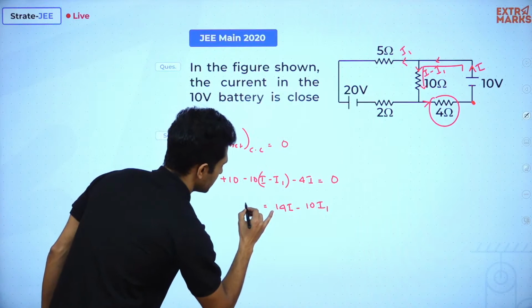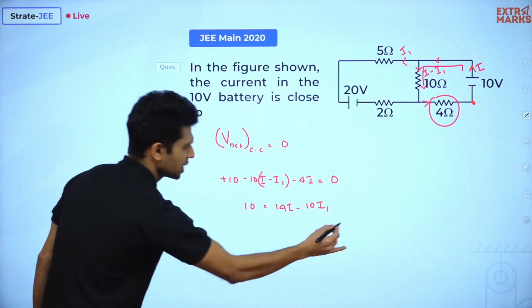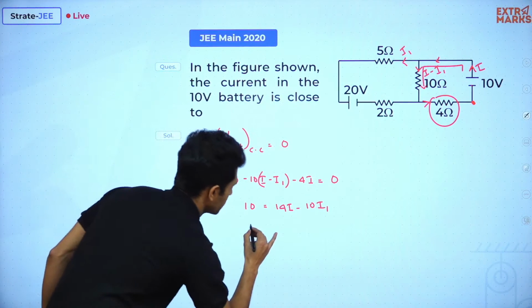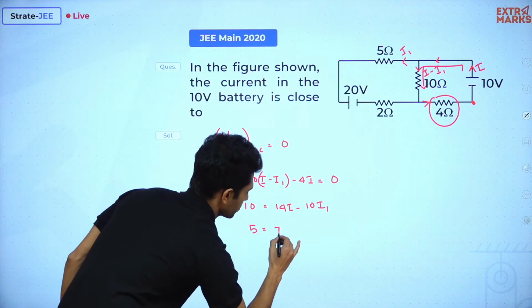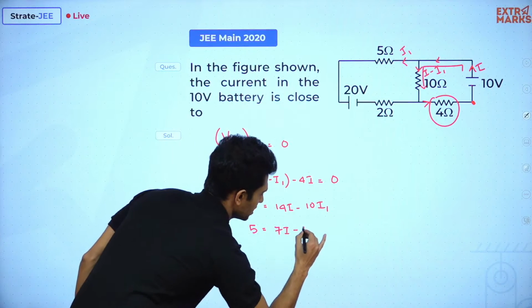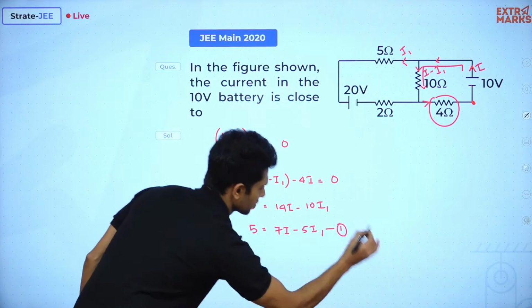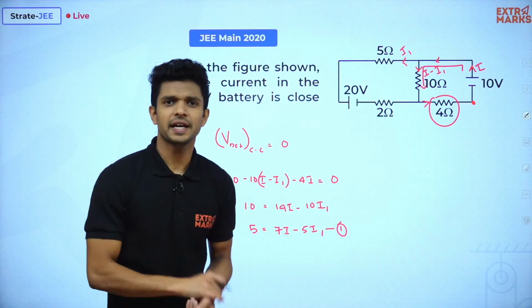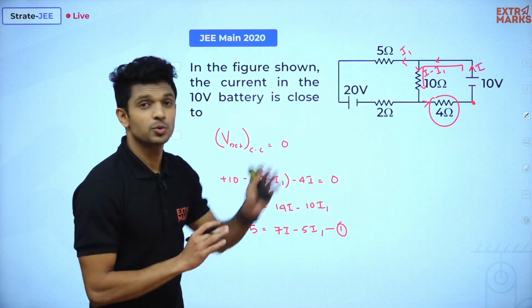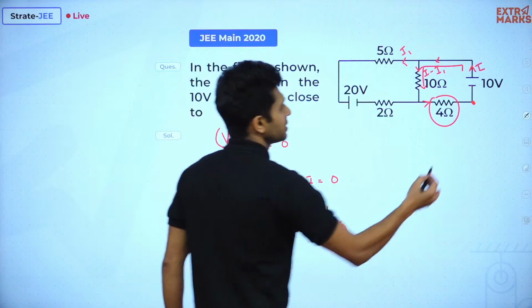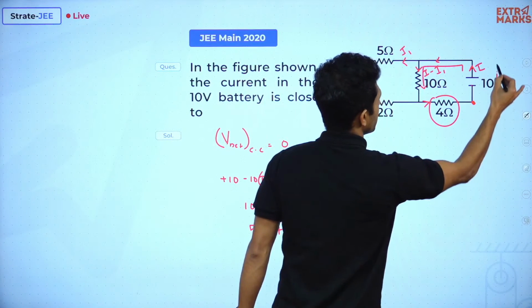And on the left hand side, we have 10. And if you cut it by 2 once again, this will be equal to 5 is equal to 7I minus 5I1. First set of equation, right? I hope you all got it. Now let us move to the second part. And how are we going to travel? Starting from the first point.